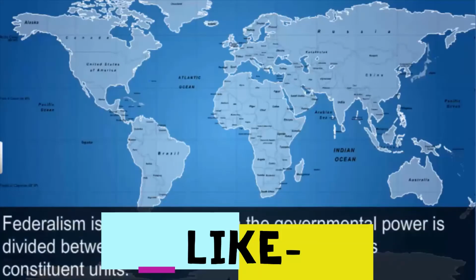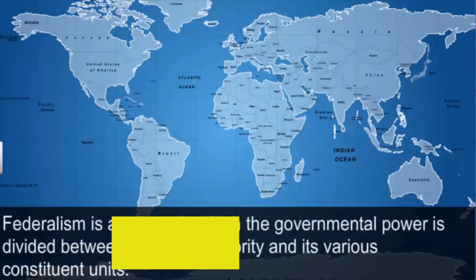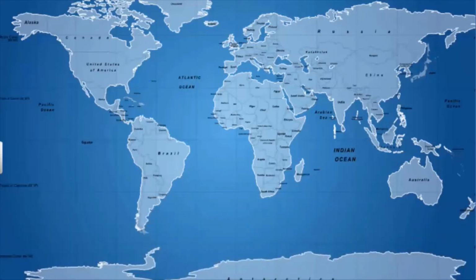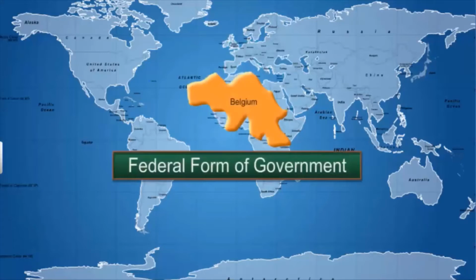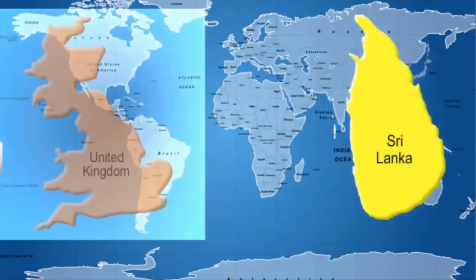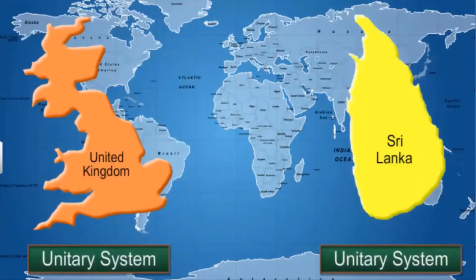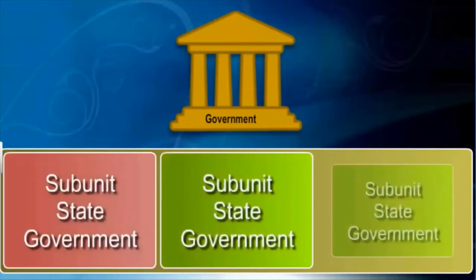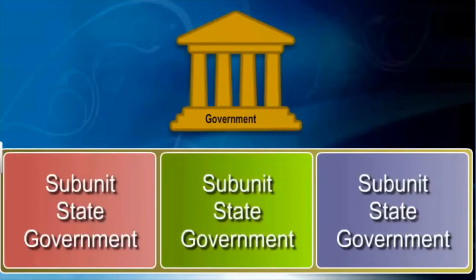Federalism is a system in which the governmental power is divided between a central authority and its various constituent units. For example, Belgium has a federal form of government, whereas countries like Sri Lanka and the UK have a unitary system of government. Under a unitary system, there is only one level of government. There may be subunits like state governments, but they are under the absolute subordination of the central government.